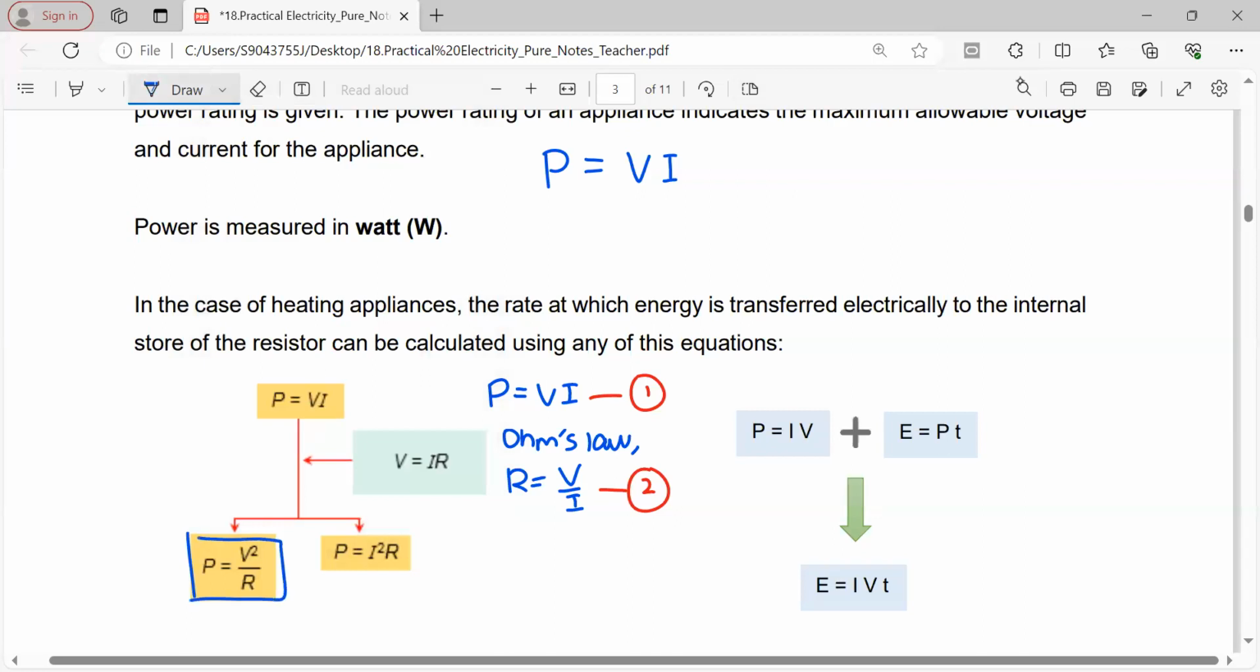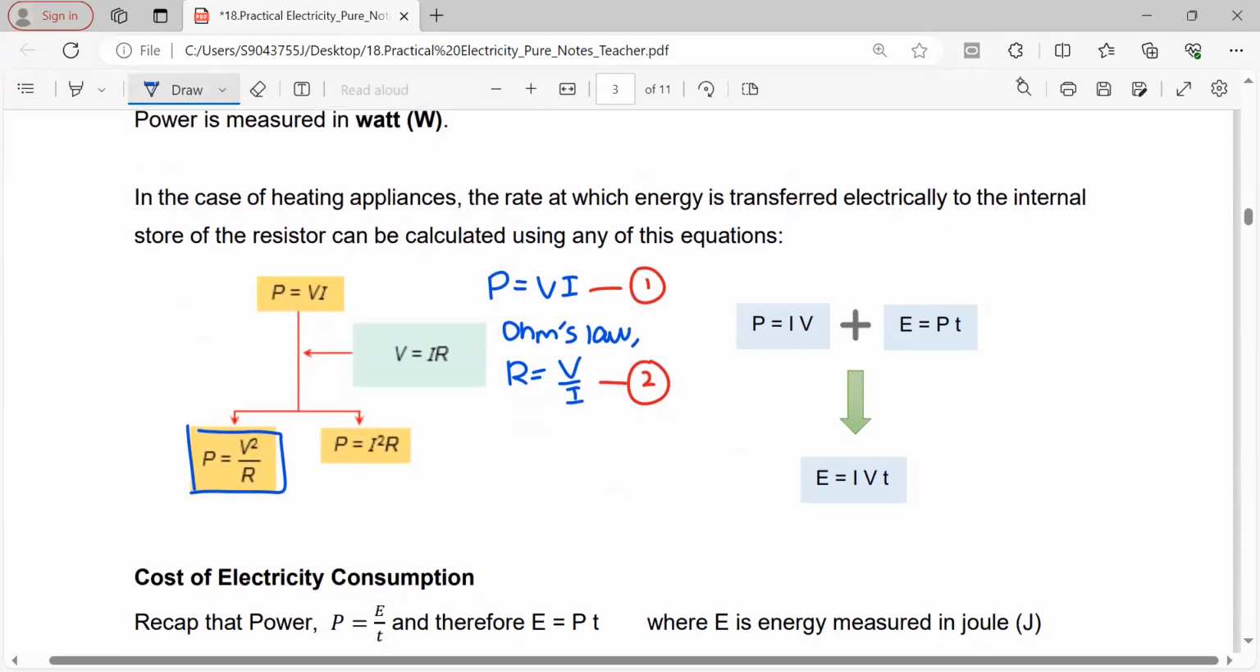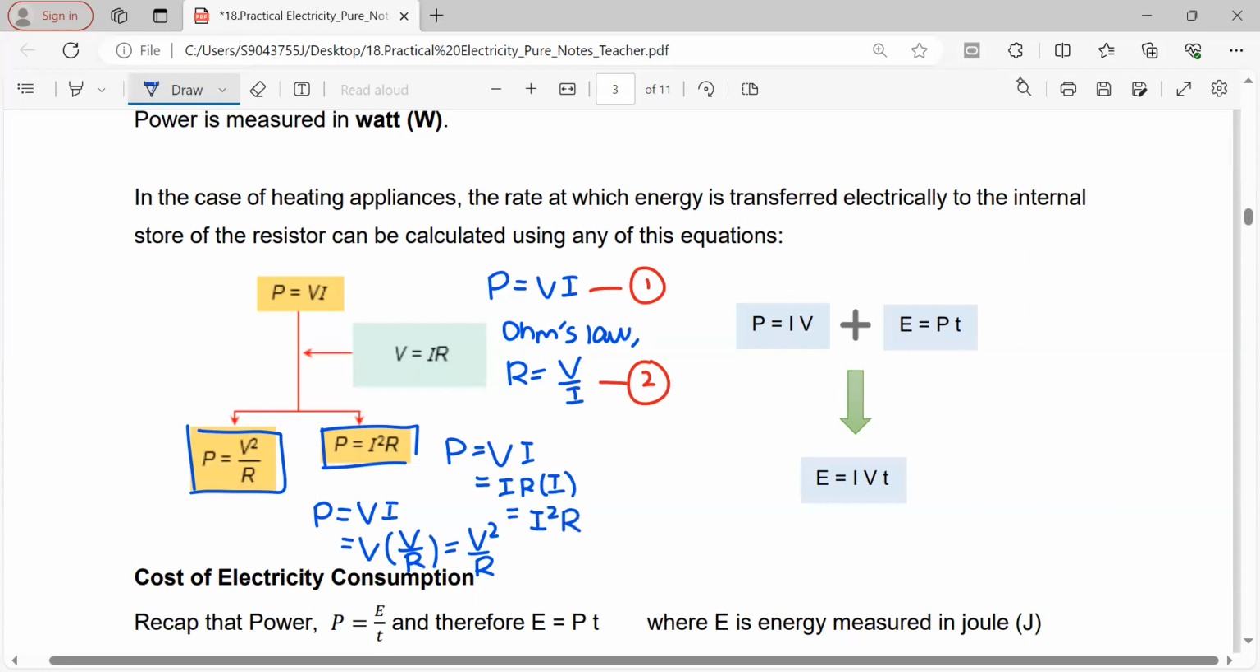You get P equals V squared over R. You can derive it as P equals VI, and sub in I, which is V over R from Ohm's law, to get V squared over R. Similarly, P equals VI, and you sub in V equals IR, and you get the formula P equals I squared R. In the exam, you don't have to memorize these two different forms. You just need to memorize P equals VI and Ohm's law, R equals V over I.